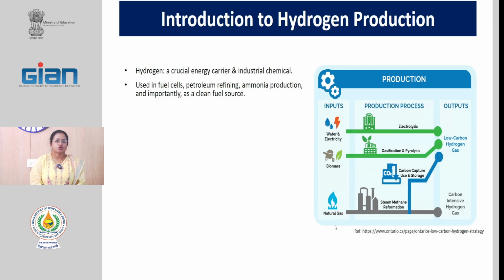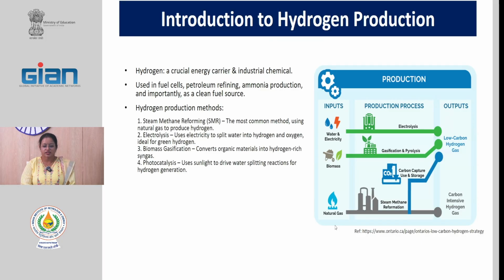Hydrogen is not only a crucial form of fuel for the production of energy, but it is also used in different parts of industry for different production purposes. It is used in fuel cells as a fuel to generate energy. It is also used in petroleum refining and ammonia production. And importantly, the most important contribution of hydrogen is that it is a clean fuel source.